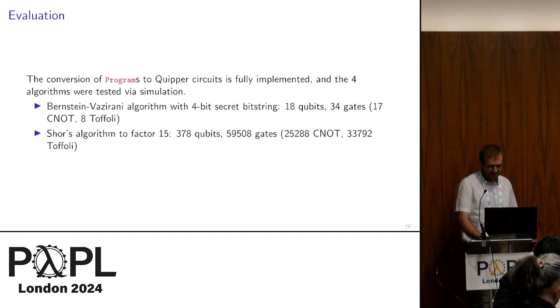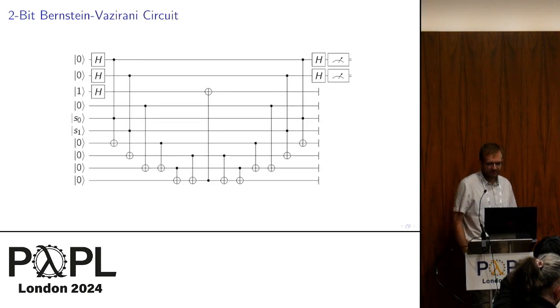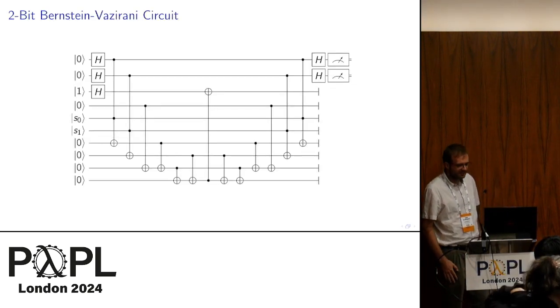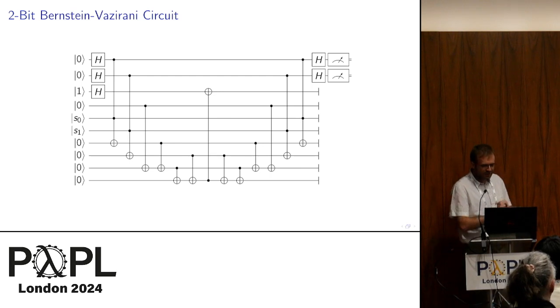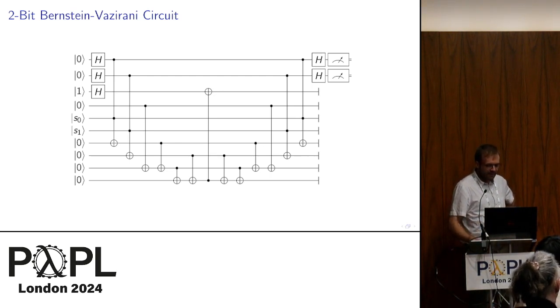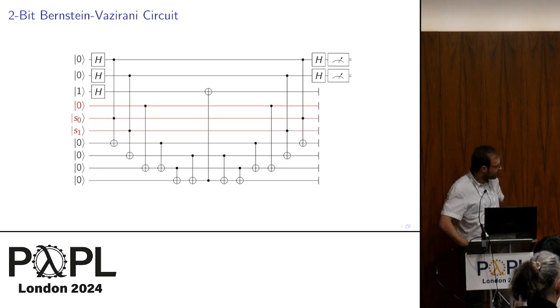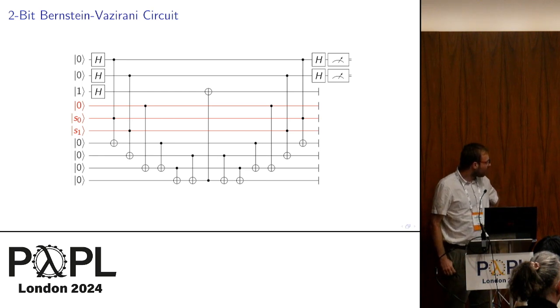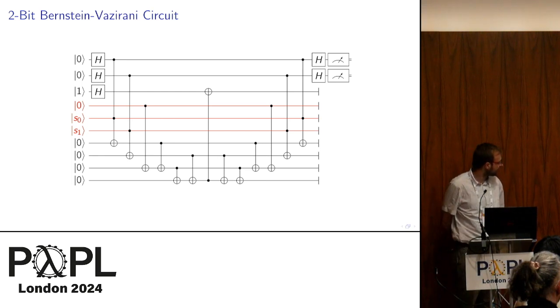However, there's still some obvious opportunities for optimization here. Here I'm showing the circuit generated for the Bernstein-Vazirani algorithm. And you'll note that these 3 ancilla qubits are effectively useless. They are initialized to classical values and just used to access those constants. So the one is just 0, and then 2 of them are initialized to the secret bit string.